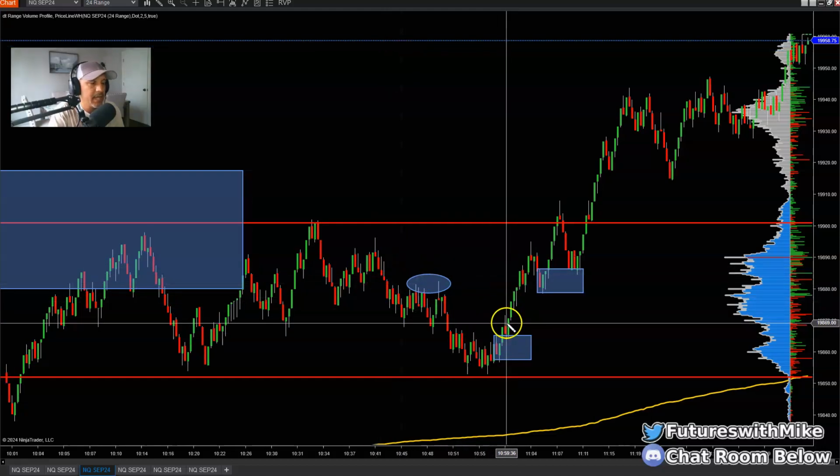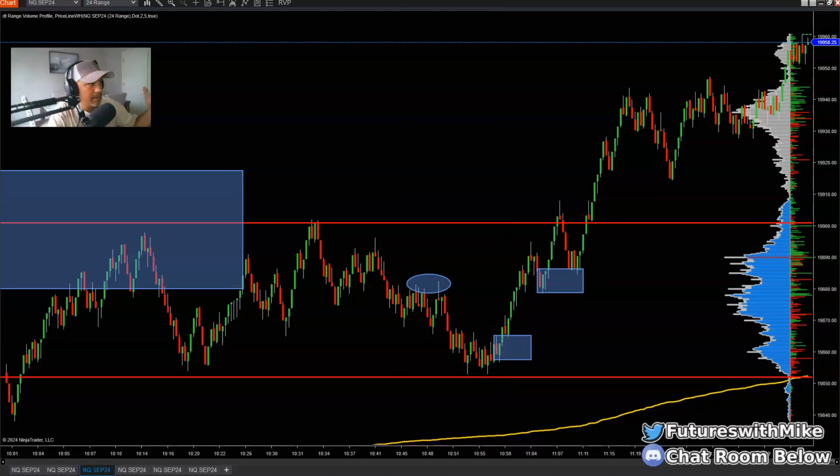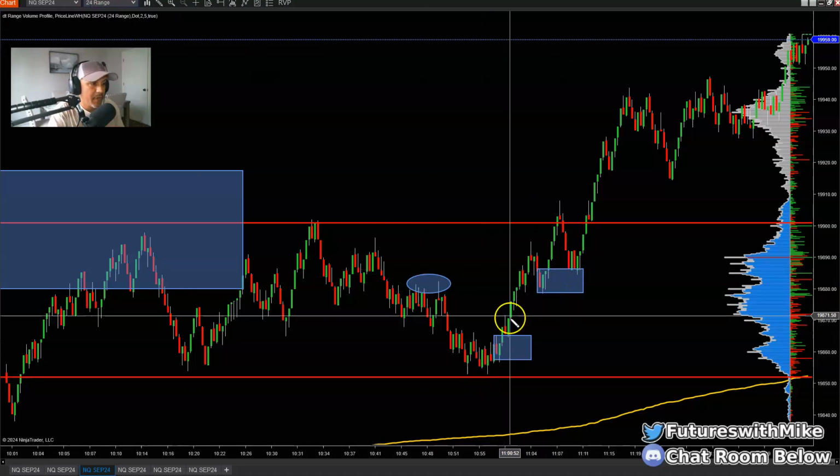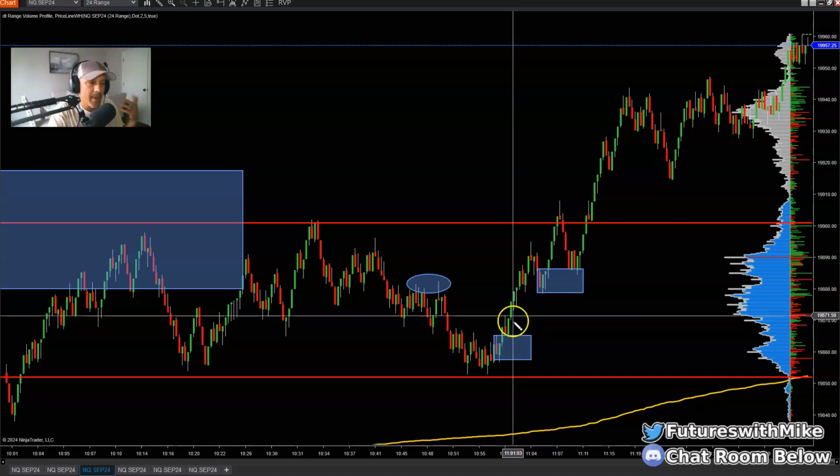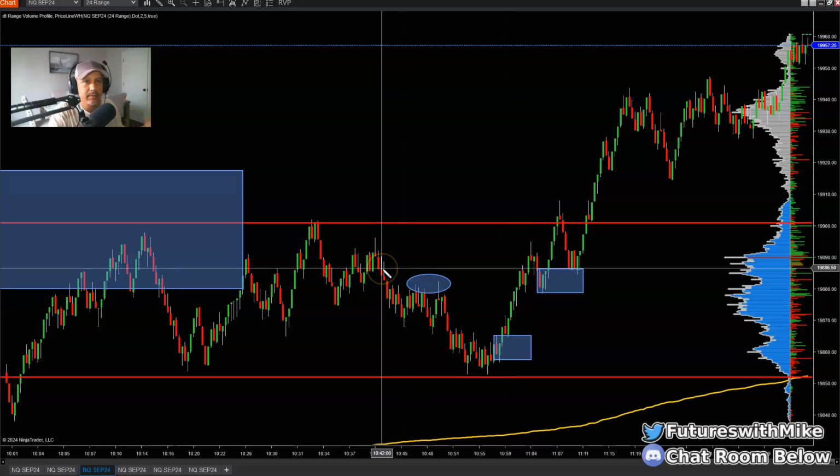Which it did. So it came back, tapped into it, I moved down from the 120 to my 24 for the entry, broke structure to the upside, pulled back. Demand zone resting right here, break and close of the candle to the upside, go long. As simple as that.